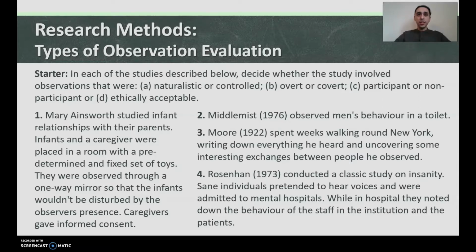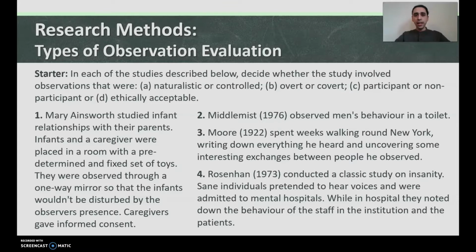Mary Ainsworth studied infant relationships with their parents. This was known as the strange situation. Infants and a caregiver were placed in a room with a predetermined and fixed set of toys. They were observed through a one-way mirror, so the infants wouldn't be disturbed by the observer's presence. Caregivers gave informed consent.